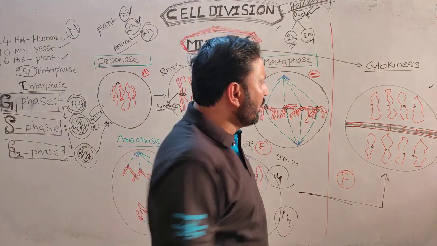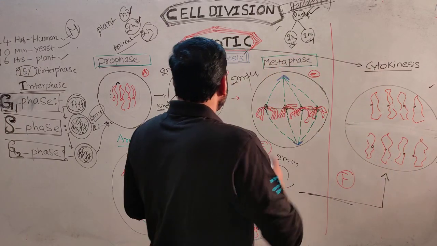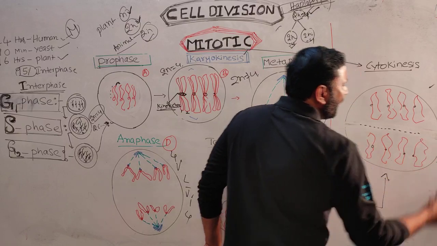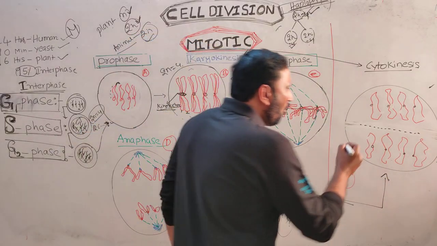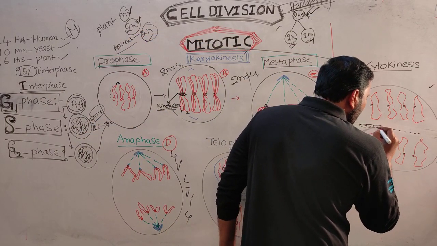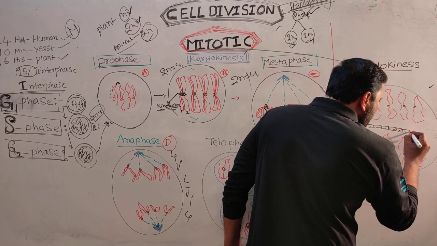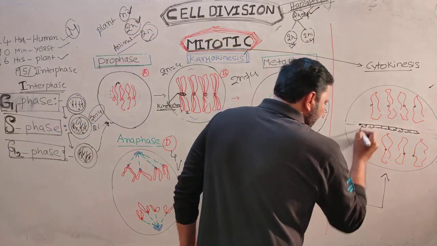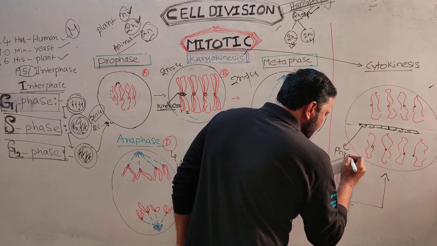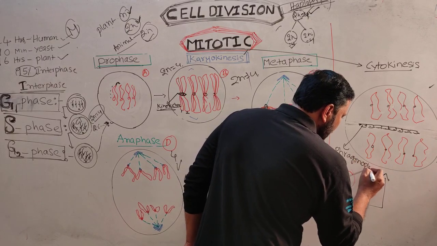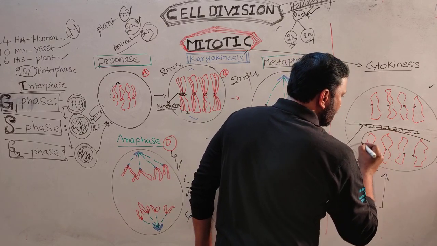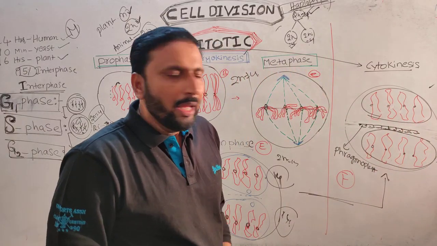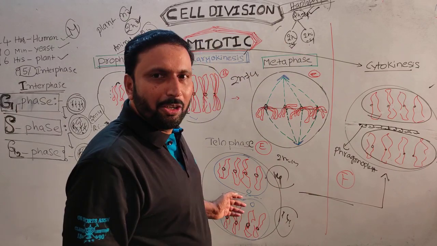For the cytokinesis, you just look here. These are the spindle fibers. These spindle fibers are gathered at the equatorial plane to form a barrel-shaped structure. This barrel-shaped structure is called phragmoplast. This is the nucleus. Phragmoplast is formed. Yes, cell organelles reappeared in the telophase.